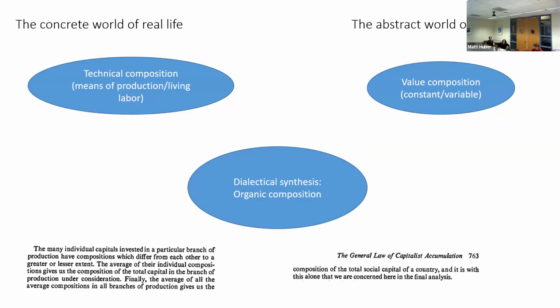But then he says, finally, the average of all the average compositions in all branches of production gives us the composition of the total social capital of a country. And it is with this alone that we are concerned here in the final analysis. That's another like, whoa, okay. So now we're looking at countries. We're looking at all of society and the composition of capital at a societal level, not even a particular branch of industry, but the whole society, right? So he just throws that in there. And as we move on, we need to understand that we're talking more at, again, the social scale, not just one enterprise anymore.